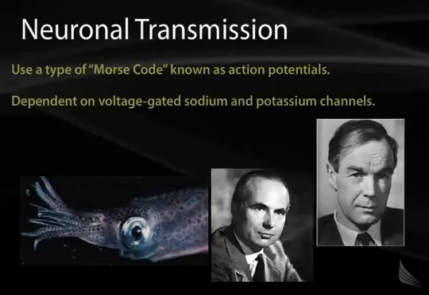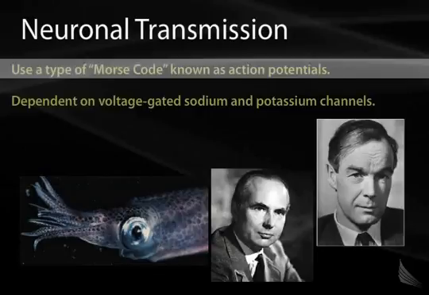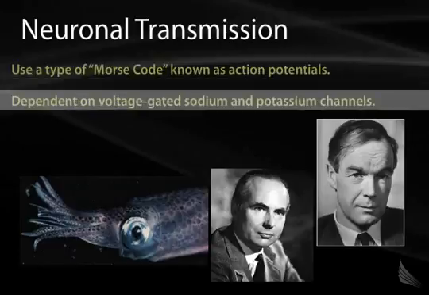Neural transmission itself utilizes something akin to a Morse code, and the actual blips in the Morse code are known as action potentials. These blips are ultimately small fluctuations in the voltage across the membrane, and these fluctuations are dependent upon a new kind of channel that we've not yet spoken about, known as the voltage-gated sodium and the voltage-gated potassium channels. Shown on this slide are the people who discovered the mechanisms by which these action potentials occurred. That's Hodgkin and Huxley, and most of their early work was done in the squid giant axon.